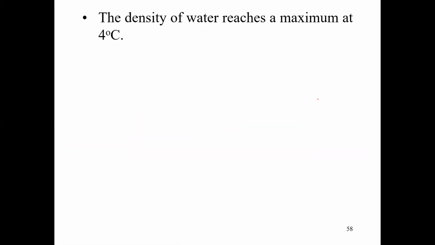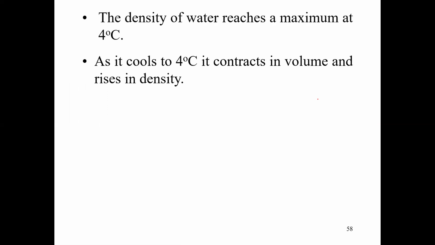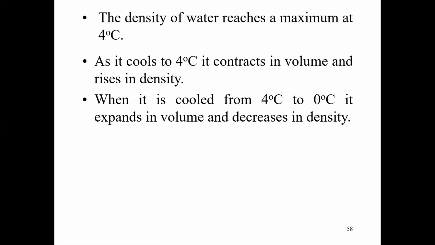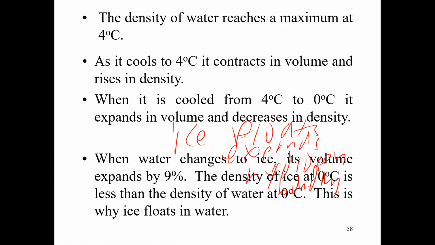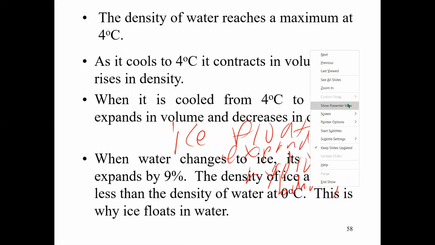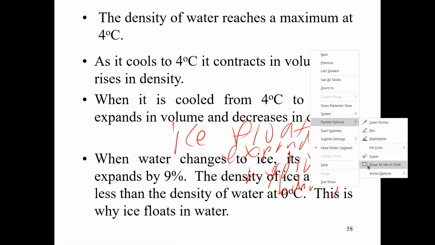The density of water reaches a maximum at 4 degrees Celsius. As it cools to 4 degrees Celsius, it contracts in volume and rises in density. When it's cooled from 4 to 0, it expands in volume and decreases in density. This is why ice floats. It expands on freezing, and again, it's because of hydrogen bonding. When water changes to ice, the volume expands, and the density of the ice is less, which is why it floats in water.